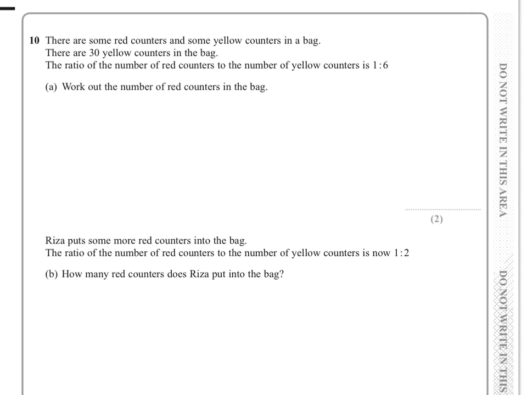Question 10. It says there are some red counters and some yellow counters in a bag. There are 30 yellow counters. The ratio of the number of red to yellow is 1 to 6. It tells you there are 30 yellow counters in the bag, and we've got to work out the number of red counters.